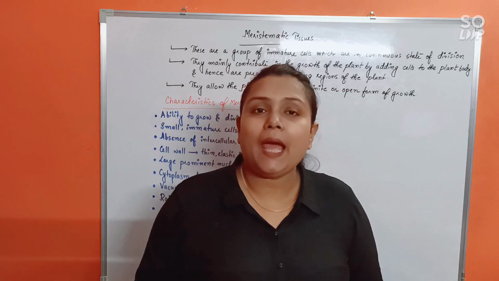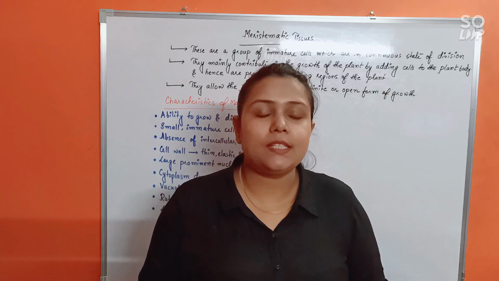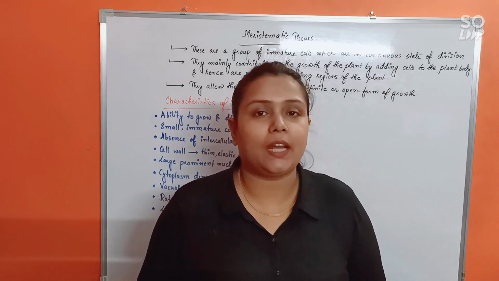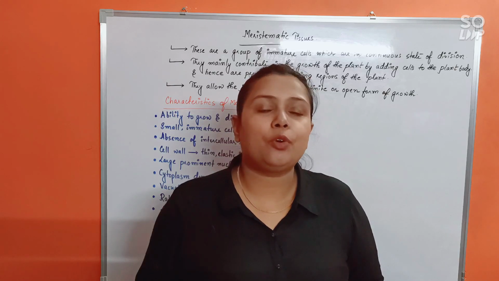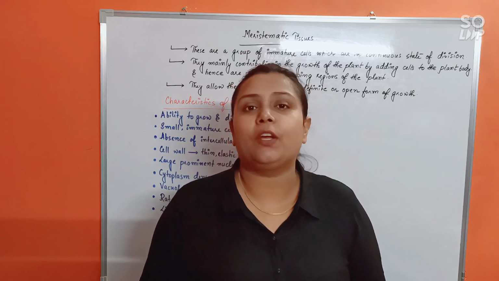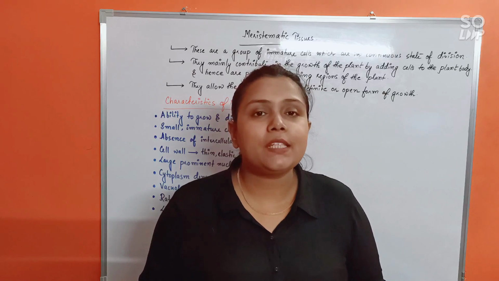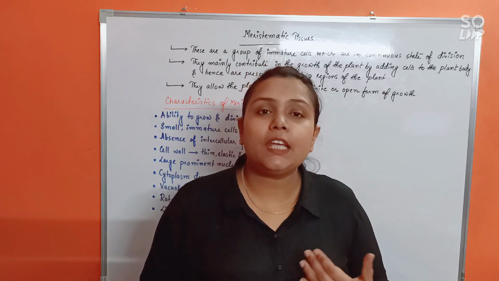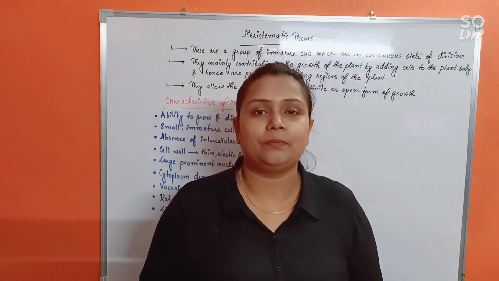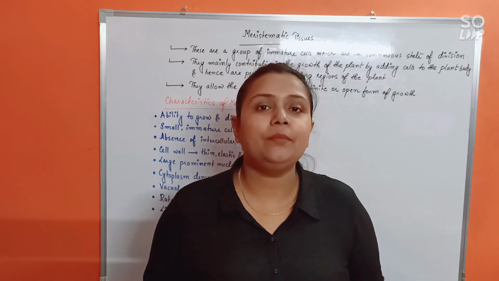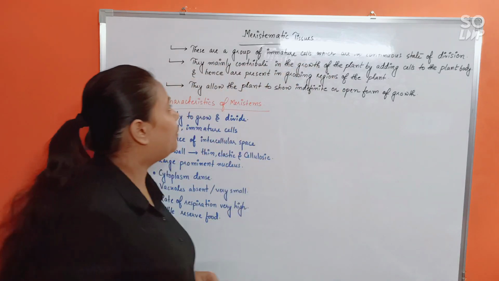See, plants, unlike animals, continuously grow throughout their life, right? They never stop their growth. So why are they able to grow throughout their life? That's only because of meristems. If meristems would not have been there, continuous or indefinite growth of the plant wouldn't have been possible. Understood that? Fine. So let's see what it is all about.